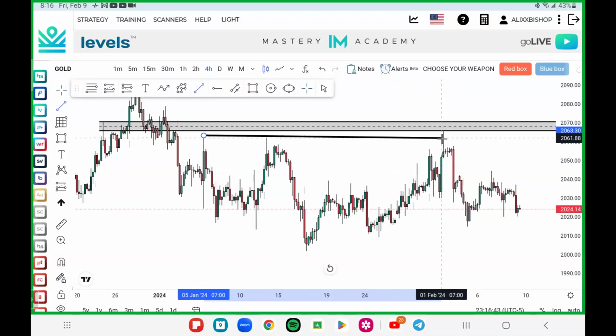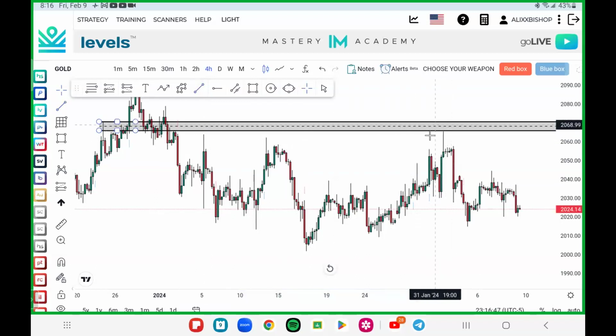What's up? Why are you looking for buys in that area specifically? This is a sell zone right here. Oh, sell zone. Oh, okay.